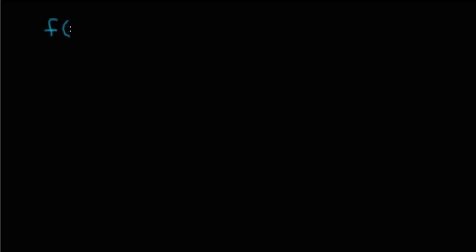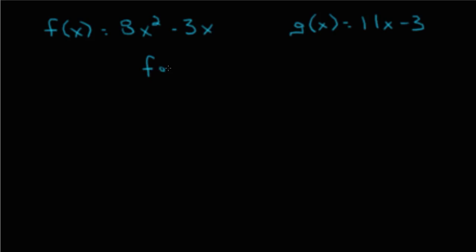So f of x is equal to 8x squared minus 3x. And g of x is equal to 11x minus 3. And so we're asked to find the composition, and that's how that's represented, the composition of f and g when x is equal to 2.